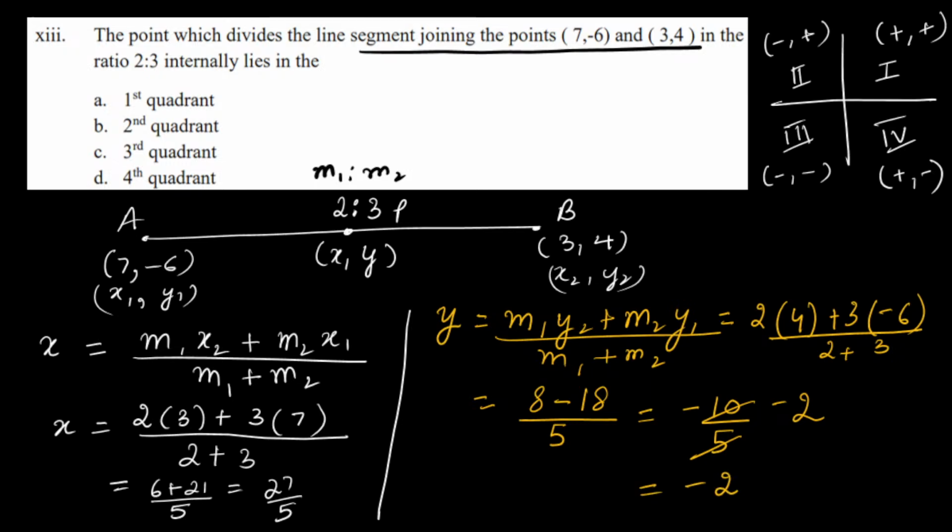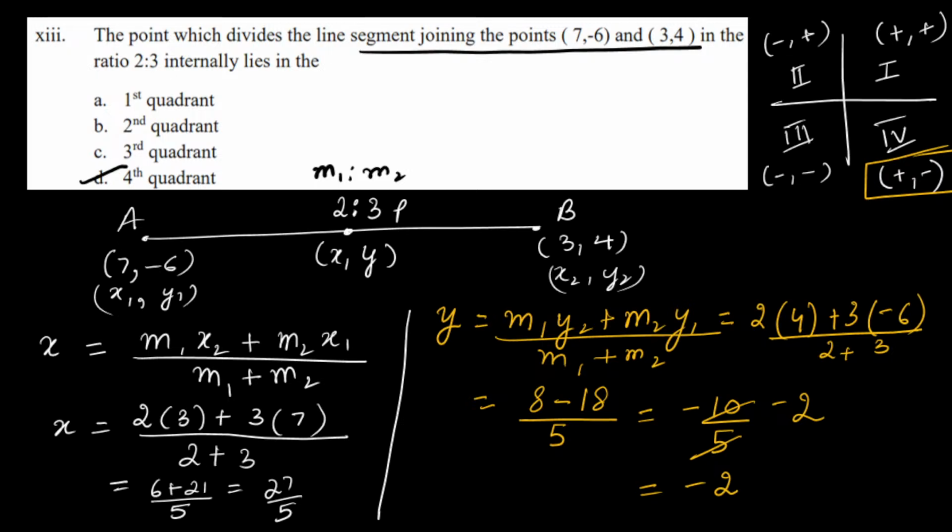So x is positive here, and y is negative. So you see fourth quadrant, x is positive, y is negative. So option D. Yes, the correct answer was given by Jayashree and Sanika, Jayashree and Likhita.